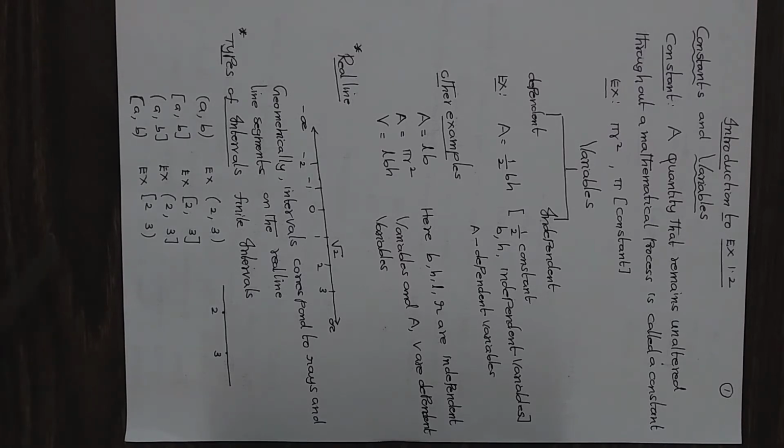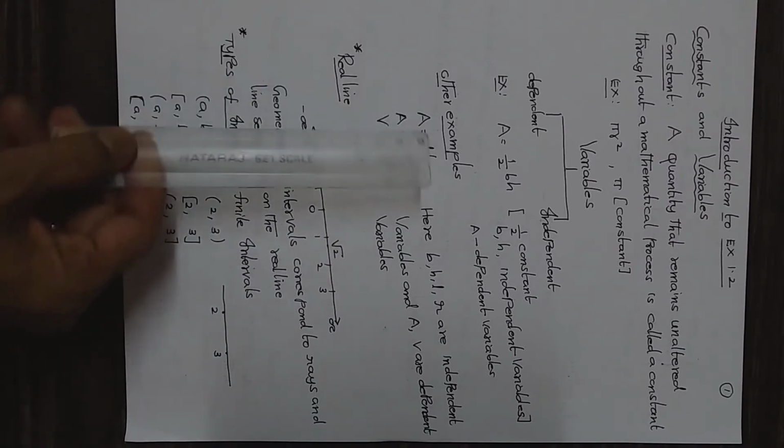For example, if you want to find the surface area of any solid figure we studied in 10th standard, cylinder, cone, their radius and height are the independent variables. Surface area is a dependent variable. Like that, some other examples I wrote here.